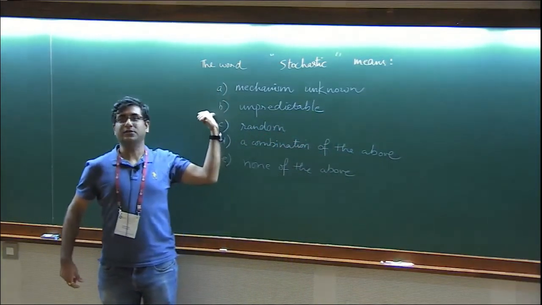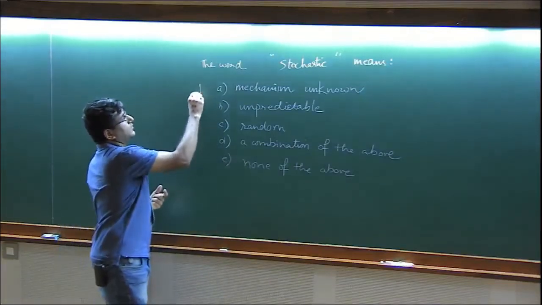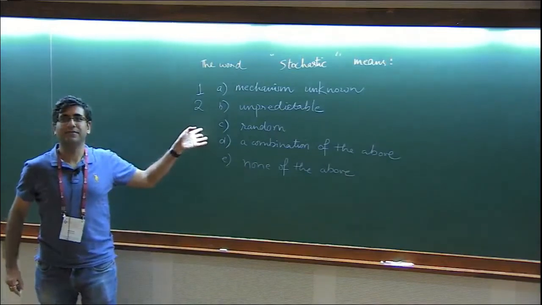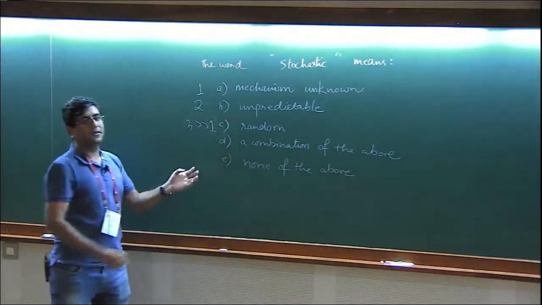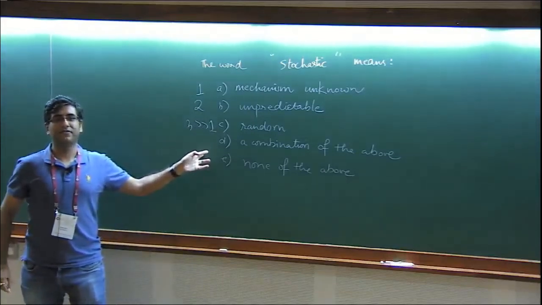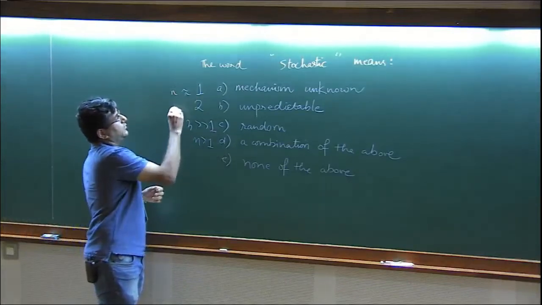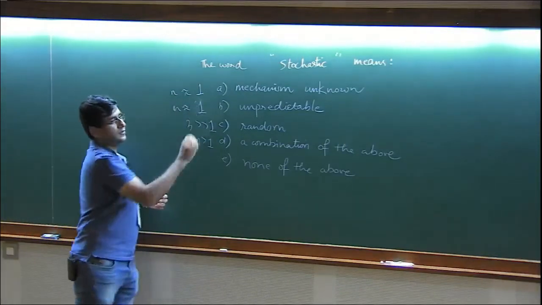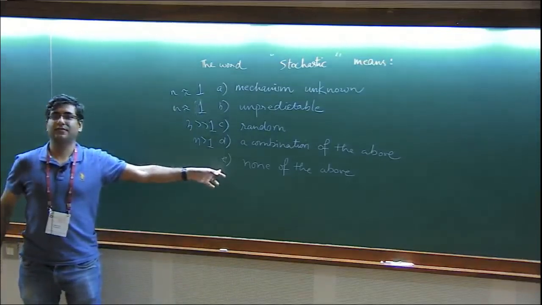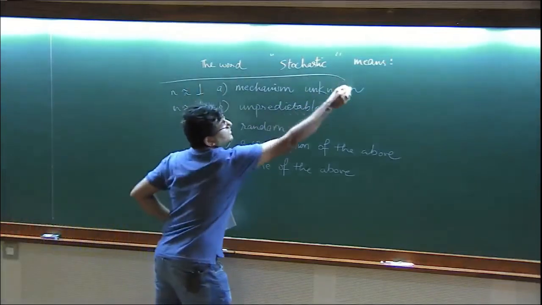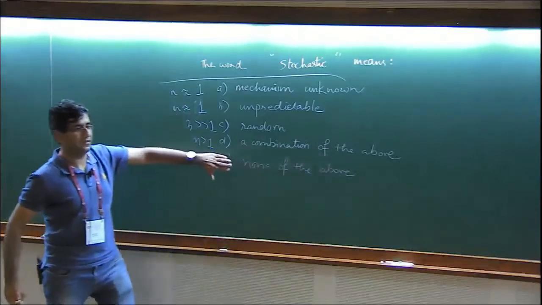Okay, unpredictable. So unpredictable, two, one. Random, wow, I'll just say n much greater than 1. A combination of the above, so n greater than 1, n approximately equal to 1. Okay. None of the above. So, okay, at least there is some convergence that one of these means something in that context.